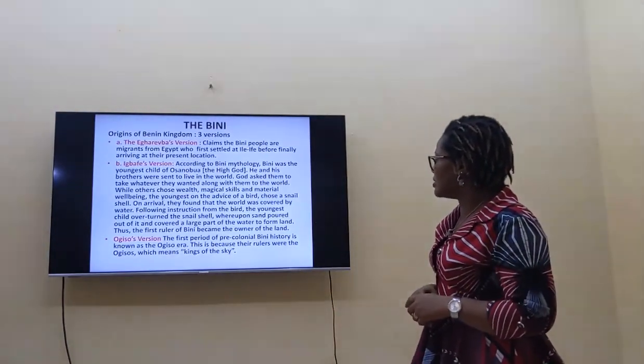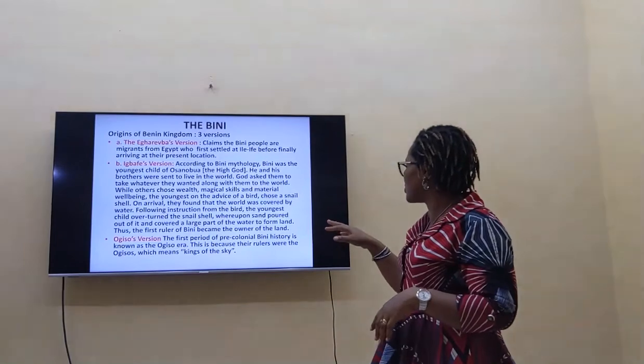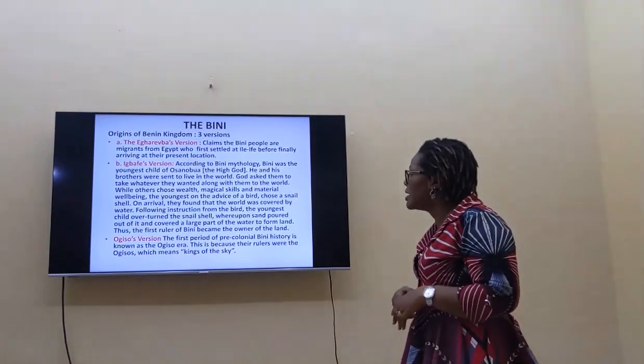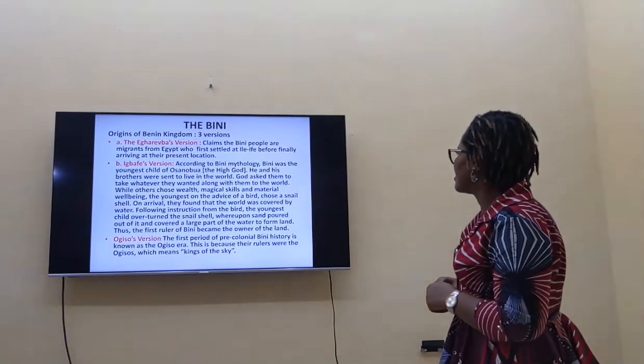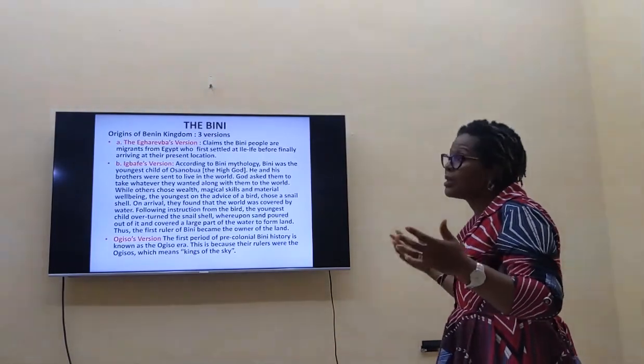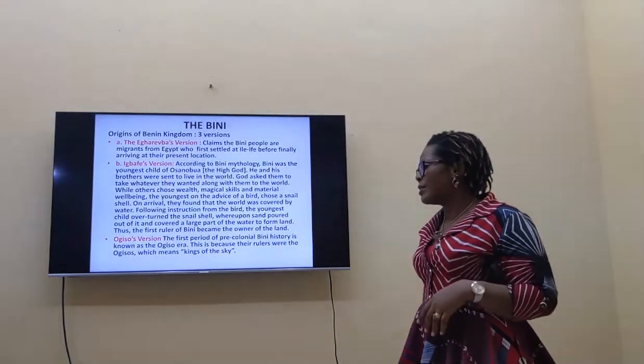Then the other version is the Ogiso version. The first period of the pre-colonial Benin history is known as the Ogiso era. This is because the rulers were the Ogiso, which means kings of the sky. The next one.